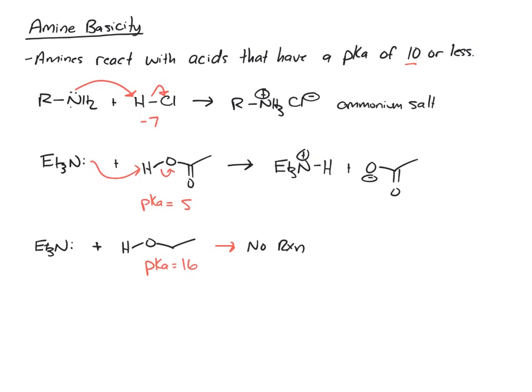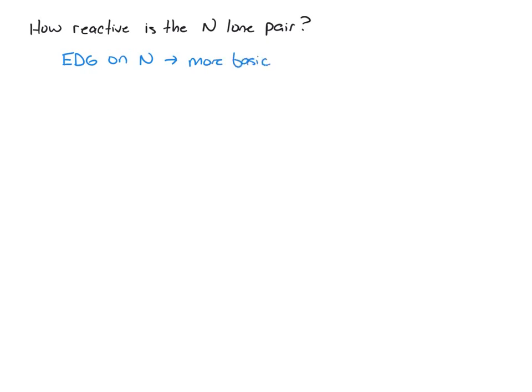Now we want to consider some trends regarding the basicity of the amine. And it has to do with structure, kind of the same way we analyze structure of acids by looking at the conjugate base stability. Well, if we're thinking about basicity of amines, what we're essentially asking is how reactive is the nitrogen lone pair? And the general rules we can use here: if you have electron donating groups on the nitrogen, that's going to make it more reactive, more basic. If we have withdrawing groups, it's going to be less basic.